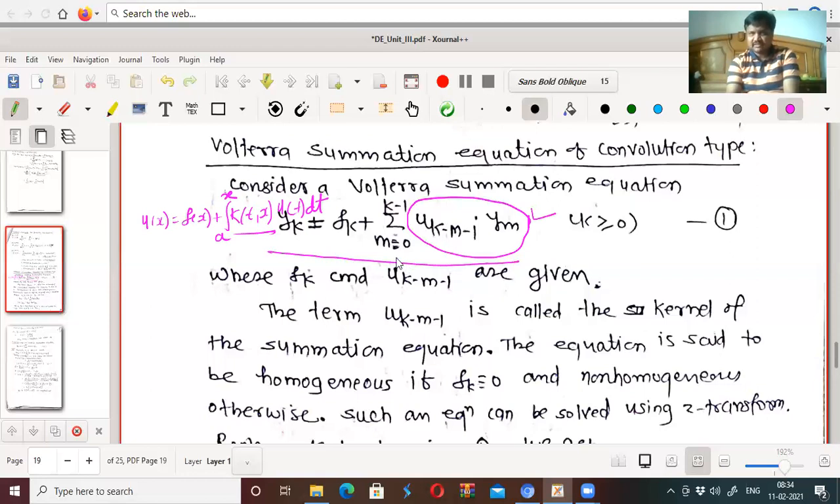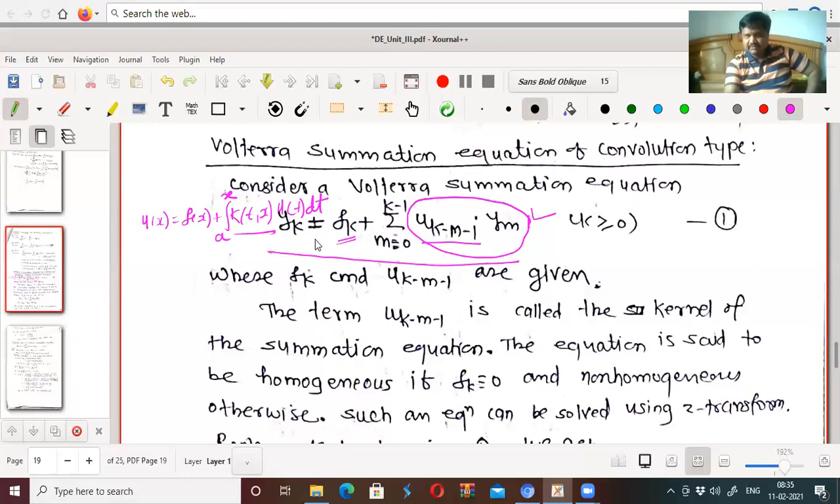This is about the Volterra summation equation, in which this term is called the kernel of this equation, where f k and u k minus m minus 1 are given. If this f k is 0, then it is called homogeneous, otherwise it is called non-homogeneous, as in the case of Volterra integral equations. Okay, to solve such equations, first of all, what was to be done?